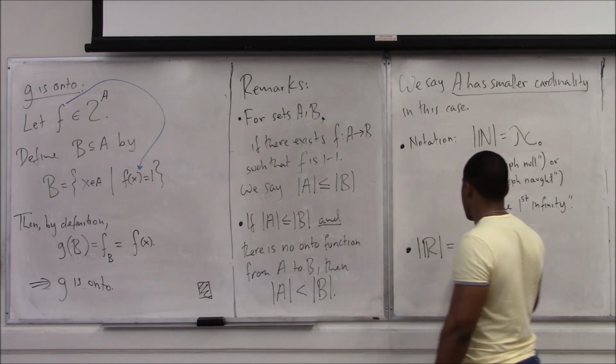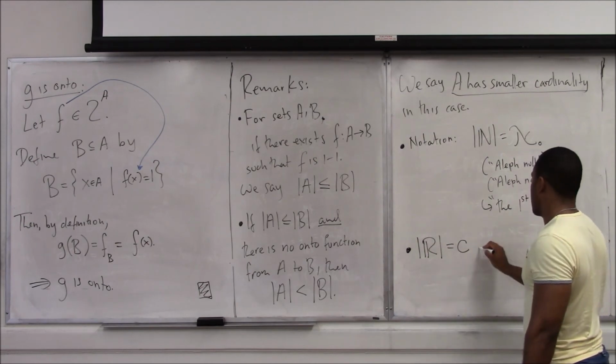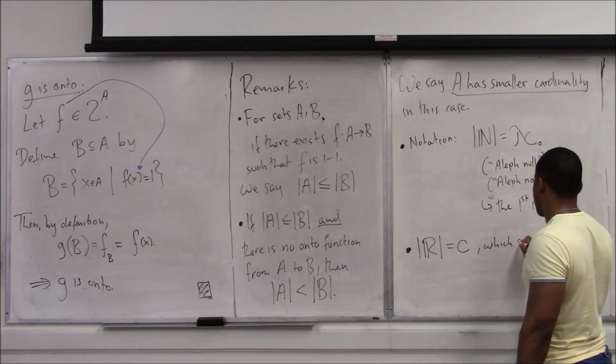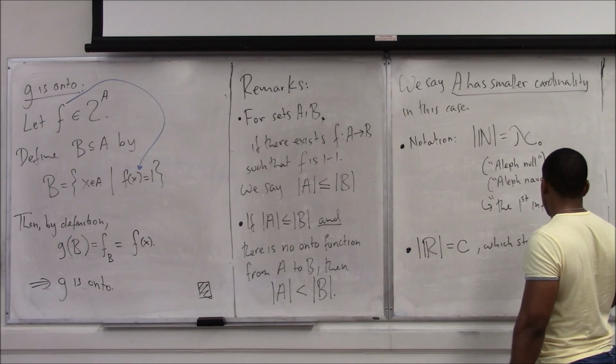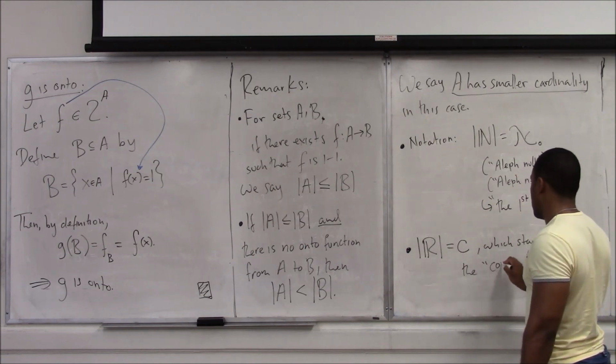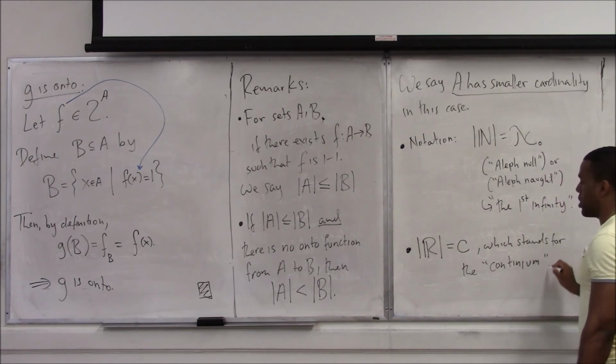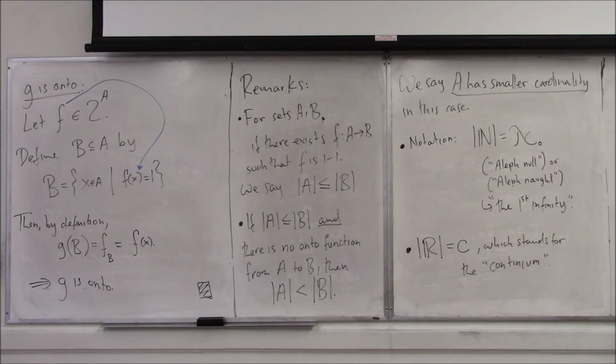The size of R, we call that C, which stands for the continuum. So it's like the real line, there are no breaks in it. We call it the continuum, and we call that C.